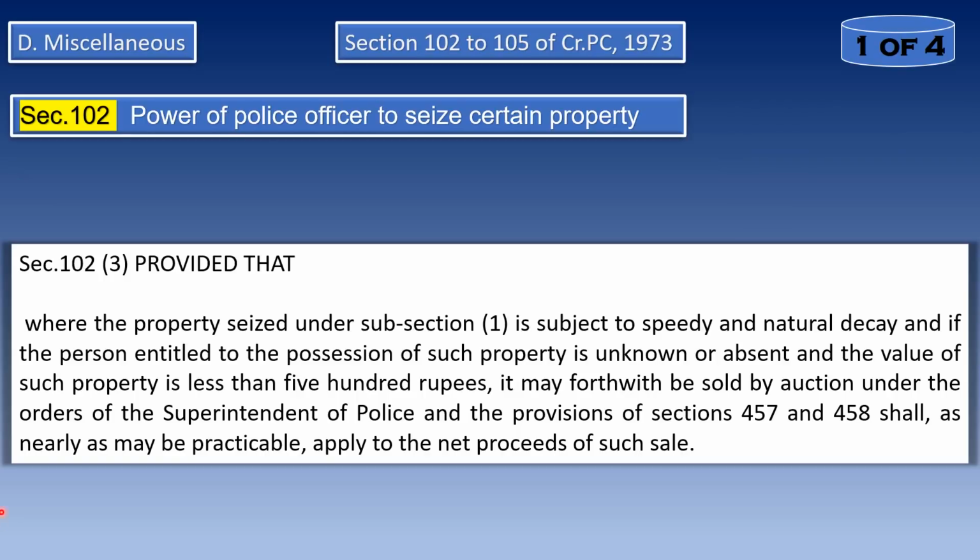Let's proceed further. Subsection 3 of 102 has a condition, and that condition is the property will not be kept in custody of a police station or another person if the nature of the property is perishable, that is natural decay. For example, fruits or vegetables or some other things which are going to expire very soon, the value of which is less than 500 rupees. It can be sold under auction by the Superintendent of Police.